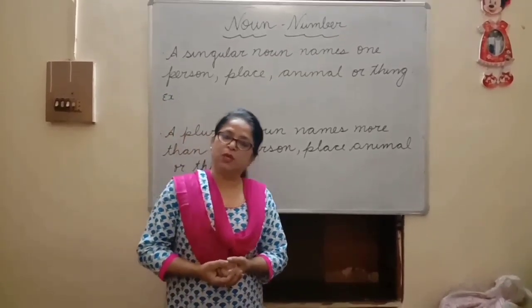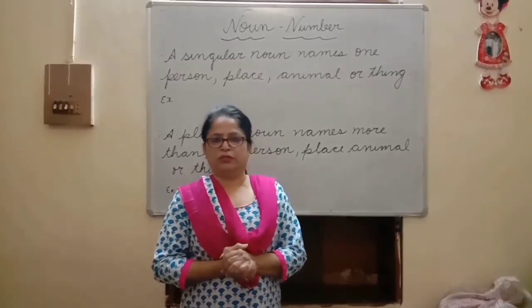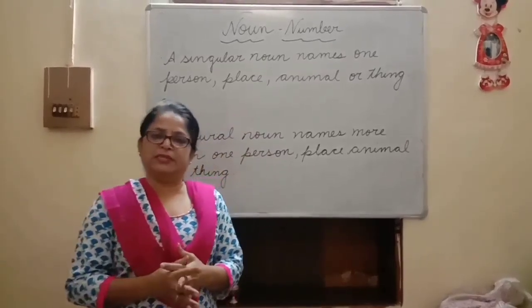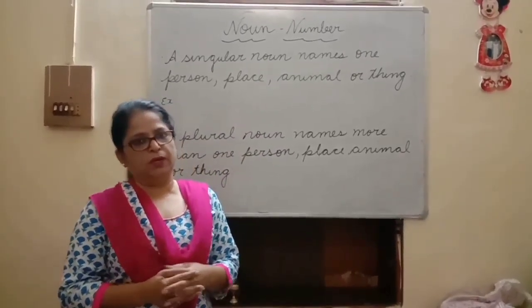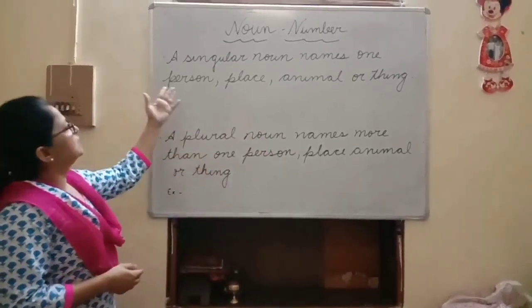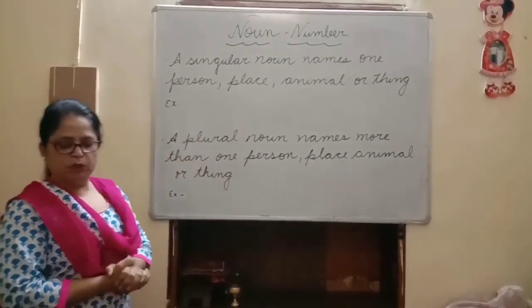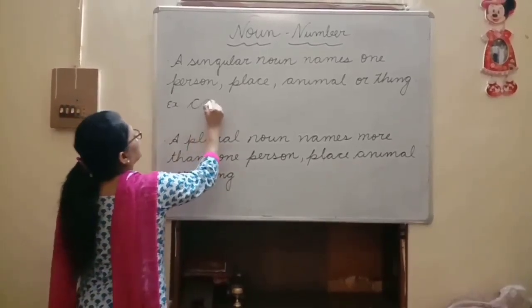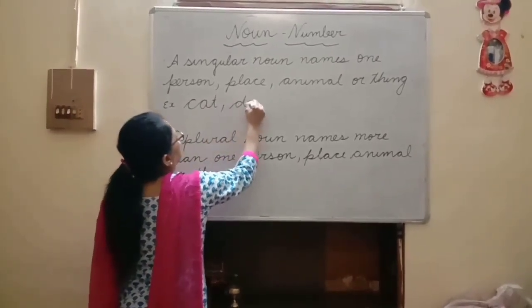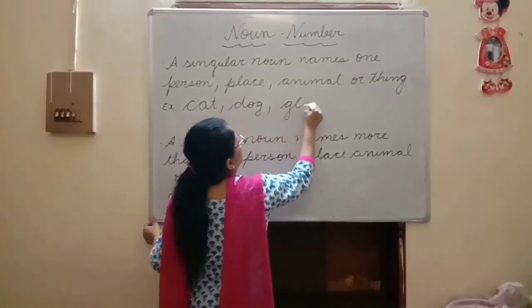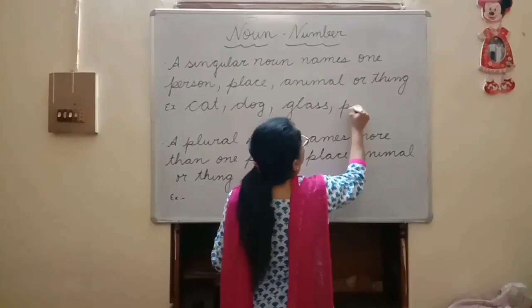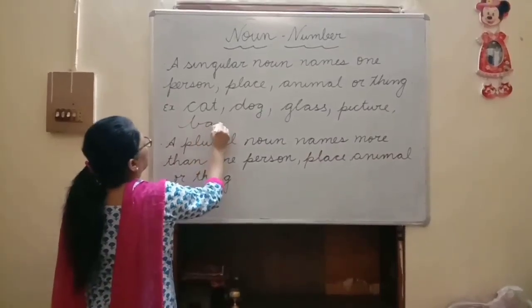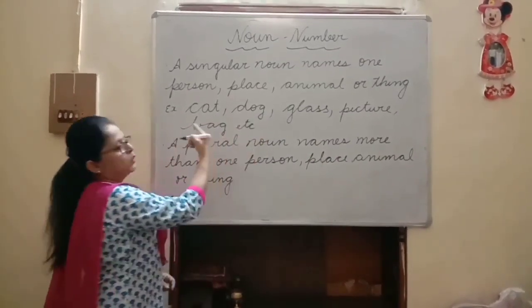A noun that names one person, place, animal or thing is called a singular noun. And a noun that names more than one person, place, animal or thing is called a plural noun. I have written it on the whiteboard. You can see a singular noun names one person, place, animal or thing. Let me write a few examples here, like cat, dog, glass, picture, bag and so on. So these are all singular nouns.